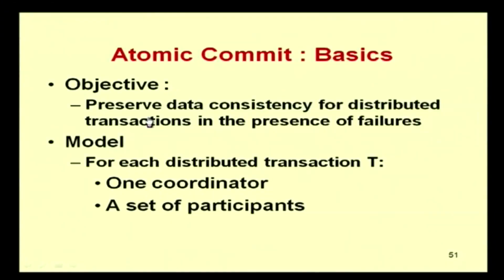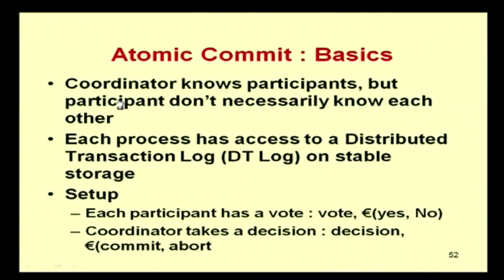So, what is the model we use for each distributed transaction T? You have one coordinator and a set of participants or subordinates, which we have already said. The coordinator knows the participants, but participants do not necessarily know each other. Each process has access to a distributed transaction log, which is called a DT log, on stable storage. So, the setup is this: each participant has a vote, which is either yes or no, and the coordinator takes a decision, which is commit or abort.